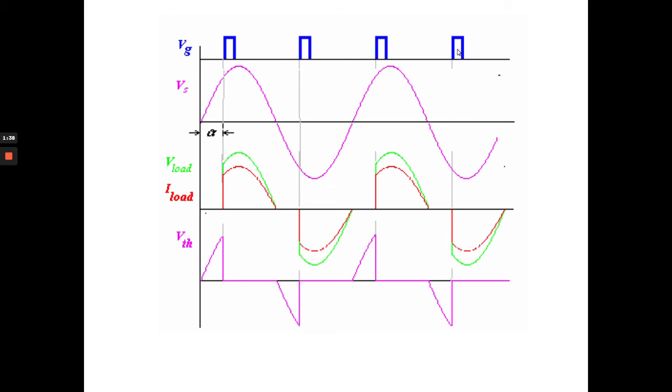The first waveform is gate signal waveform of thyristors. Second one is the input supply voltage. This is AC. We will get the output voltage across load. It is shown by green line. It is again AC, and the red color waveform gives the load current passing through the load resistor R, and this is the last waveform which gives the voltage across thyristor.